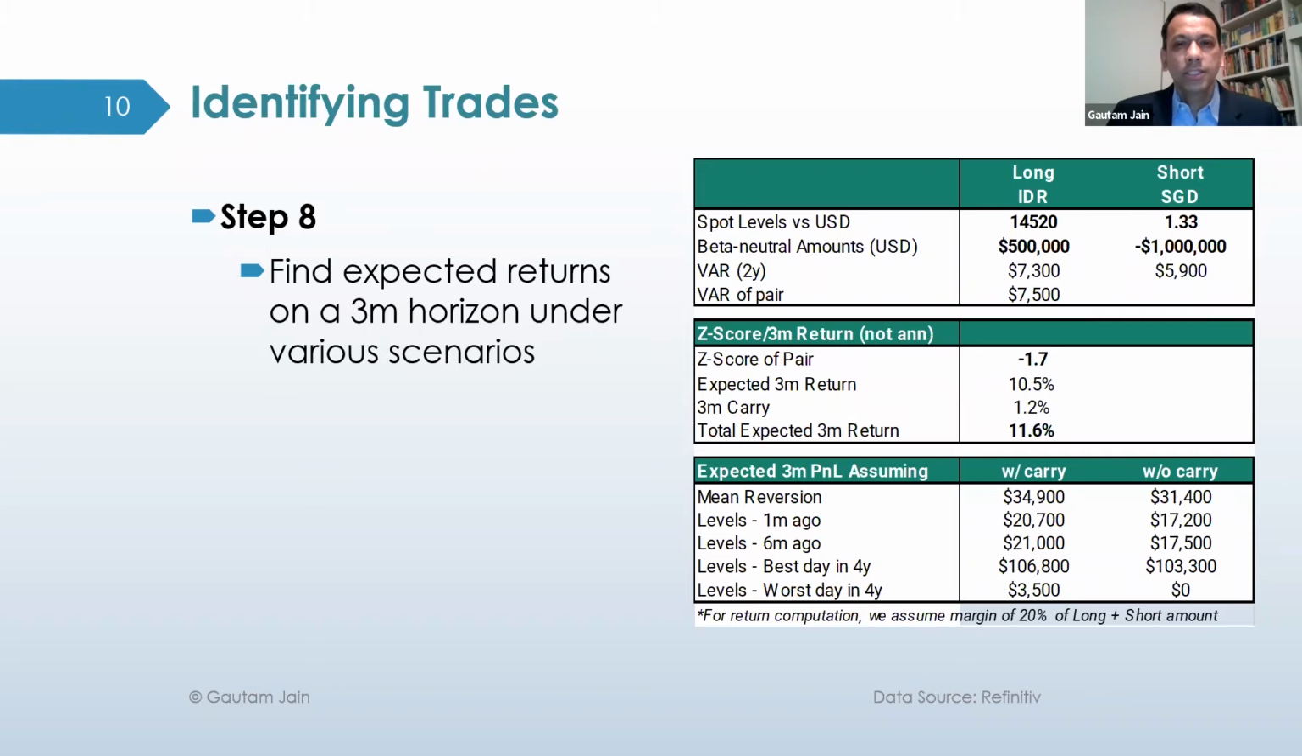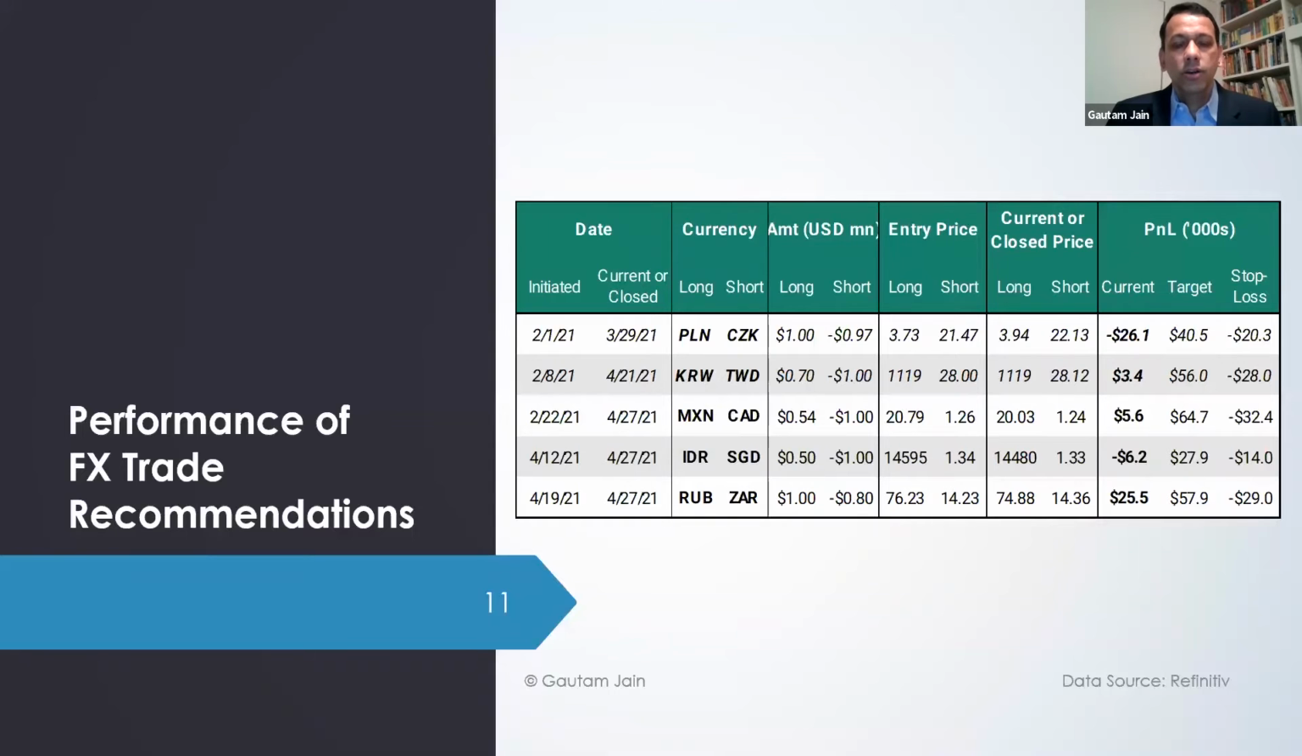There are a few trades that I have currently on. For example, in the case of currencies, since February I've recommended 5 pairs. The italicized pairs are the ones that I've already recommended closing. The others are still live and still on.